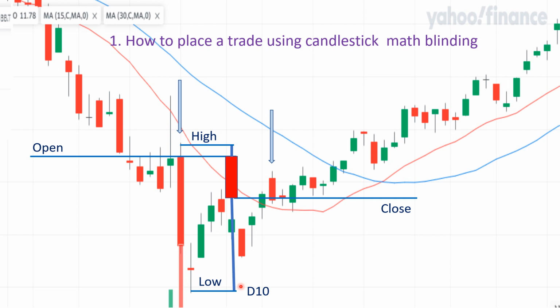So you see, in this technique, first of all, it's very easy. And second, you see that we enter the trade way before the entry price of the two SMA crossover, if you use this technique. So this is much more profitable than the crossover technique. Now, this is the beauty of entering the trade using candlestick blending.